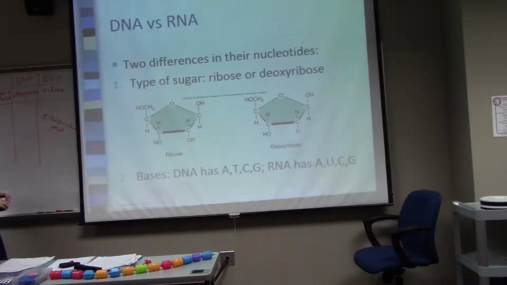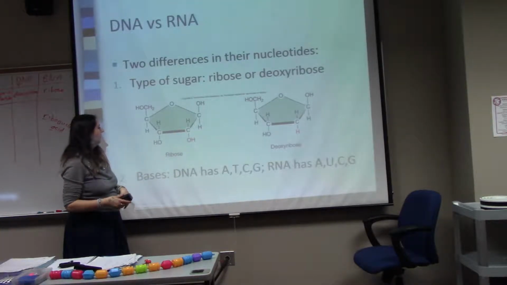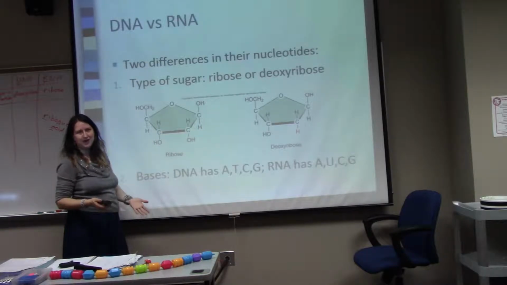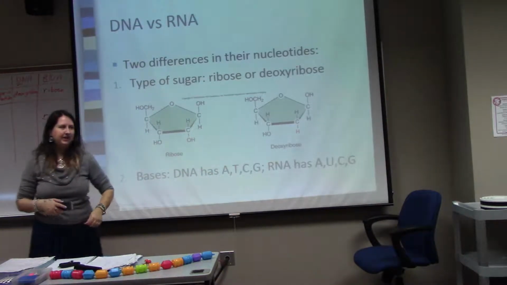Now, if you care, the difference structurally is an additional oxygen in the ribose. And that's why this is called deoxyribose. It has one less oxygen in it.